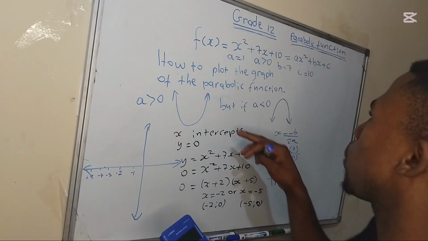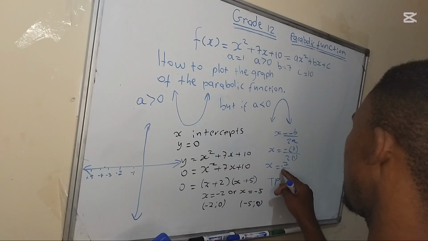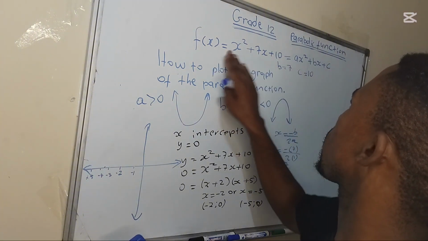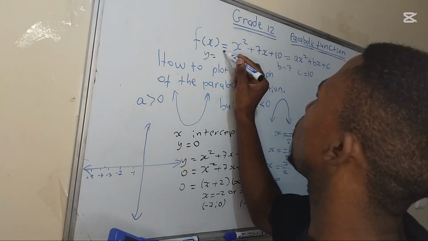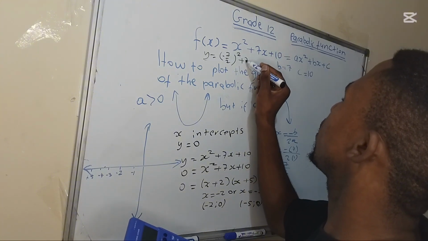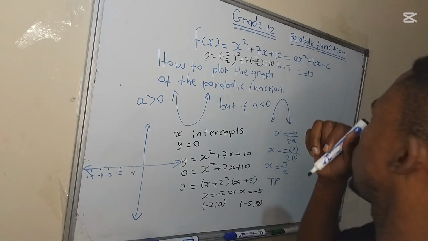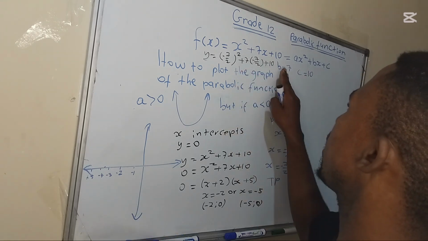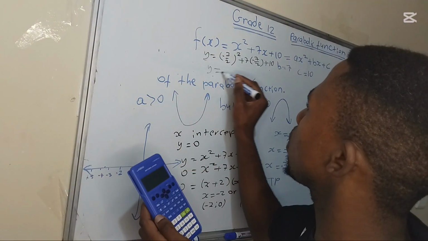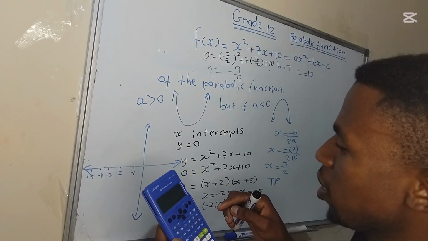In order for you to get the value of y, you just need to plug this into your original equation. So let's plug this negative 7 over 2 into our original equation. We have y equal to negative 7 over 2, squared, plus 7 times negative 7 over 2, plus 10. Just punch this on your calculator and find the actual value of y. Y is equal to negative 9 over 4. So this is the value of y.